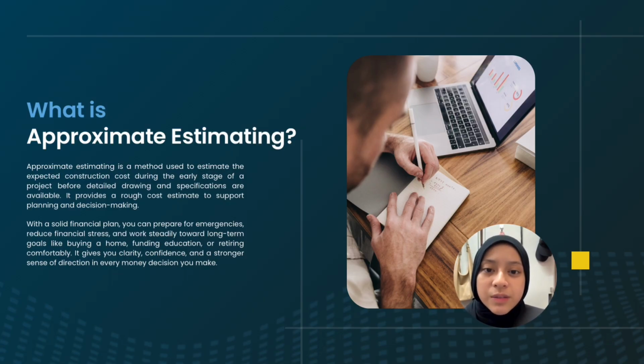First, let me explain what approximate estimating means. Approximate estimating is a method used to estimate the construction cost at the early stage of a project. At this time, the detailed drawings and specifications are usually not available yet. So the estimate is based on limited information together with previous project data and current market rates. Although it does not provide the exact project cost, it gives a reasonable estimate that helps clients and project teams plan the project before moving to the detailed design stage of drawing.